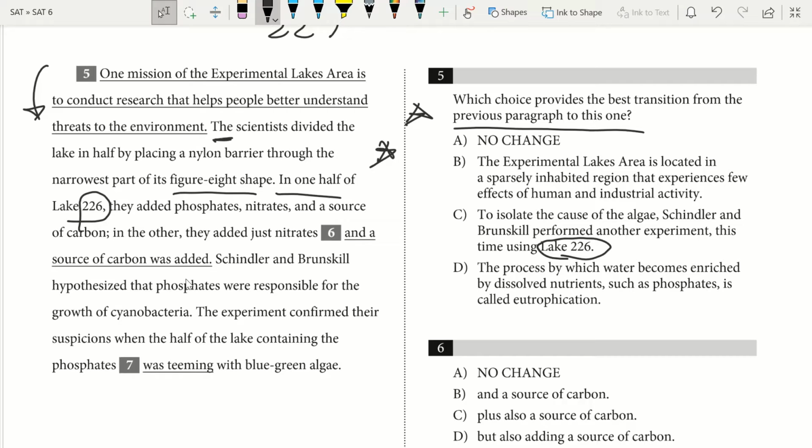To isolate the cause of the algae, Schindler and Brunskill performed another experiment, this time using Lake 226, and then it says the scientists divided the lake in half, so I know that'll be my answer.